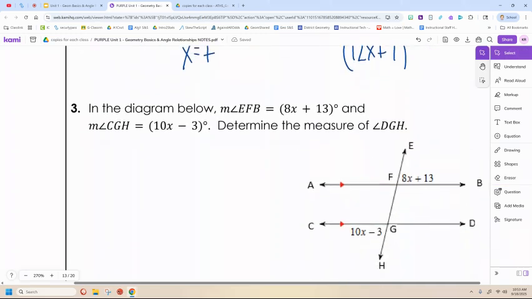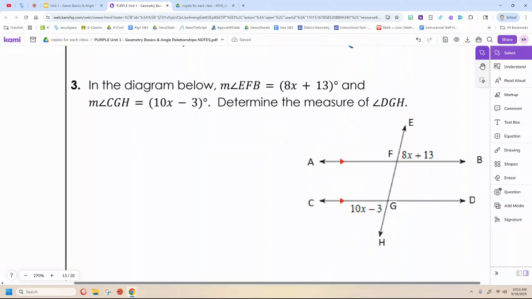Now, in the diagram below, the measure of angle EFB equals 8x plus 13, and the measure of CGH equals 10x minus 3. Determine the measure of DGH. Do we still have to find x? No, actually, we don't. How am I going to find DGH? Where's DGH? Let's find it. I go to the G, but I want here, right? So that's the D.